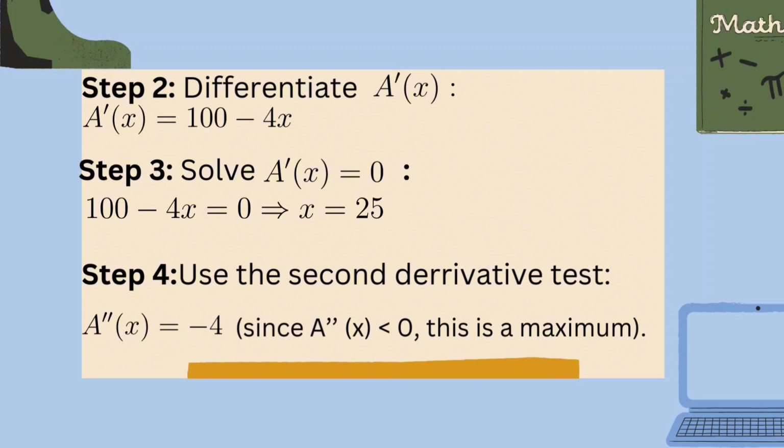For the fourth step, we need to use the second derivative test. In this part, if f''(x) is greater than 0, the point is a minimum. And if f''(x) is smaller than 0, the point is a maximum. So in this question, A''(x) equals minus 4, and since A''(x) is smaller than 0, this is a maximum.